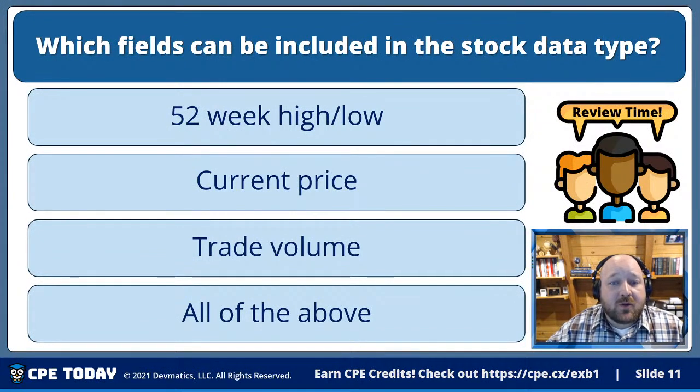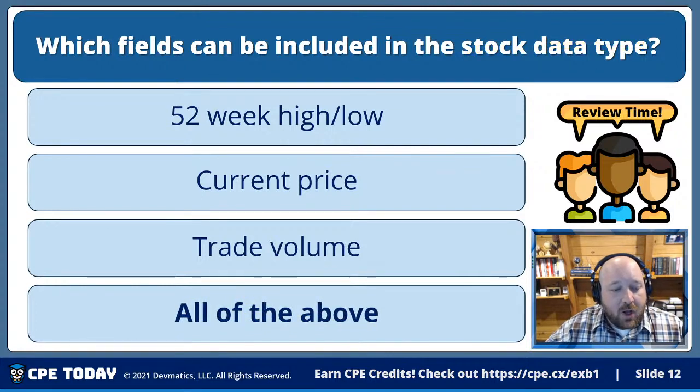Which fields can be included in the stock data type? Lots of fields can be included. Okay, can we do the 52-week high and low? Absolutely. Can we do the current price? Absolutely. Can we get the trading volume? Absolutely. So the correct answer here is all of the above. All of these are available to us, and all of these are different fields that we could choose to include in our stock data type.